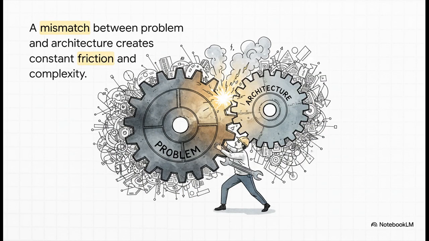But what happens when there's a mismatch? Imagine modeling a complex, multi-page insurance form, where every single field on page 5 depends on answers from page 1. That business problem is highly coupled, but an architecture like microservices is highly decoupled. You would spend all your time fighting the architecture, creating constant friction and needless complexity. It would be a nightmare.